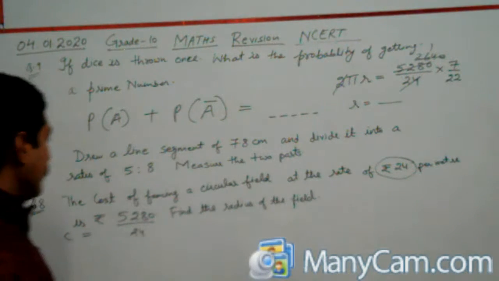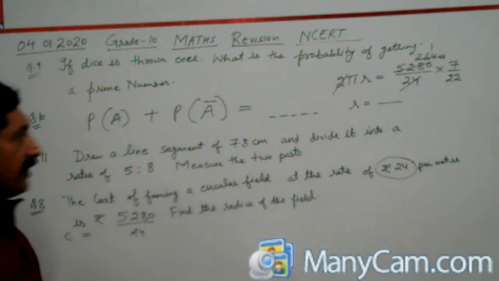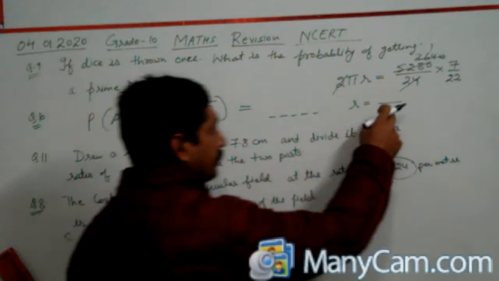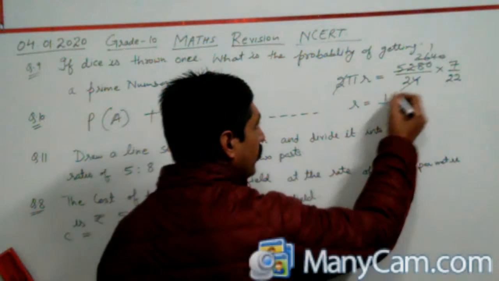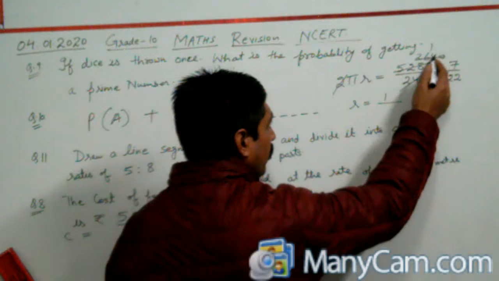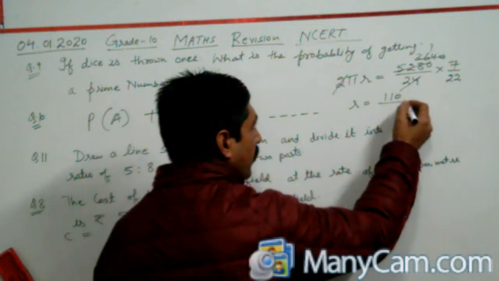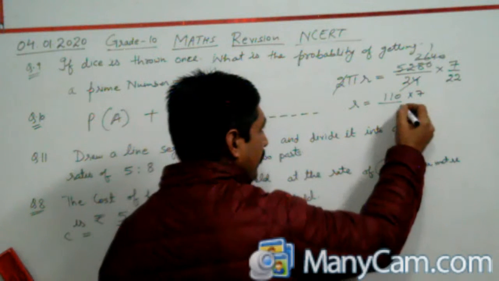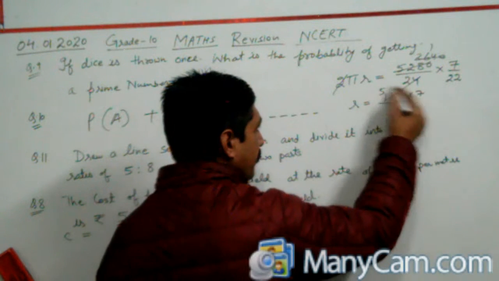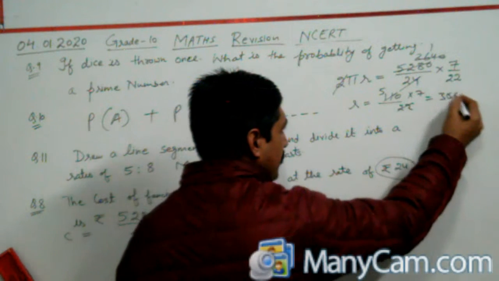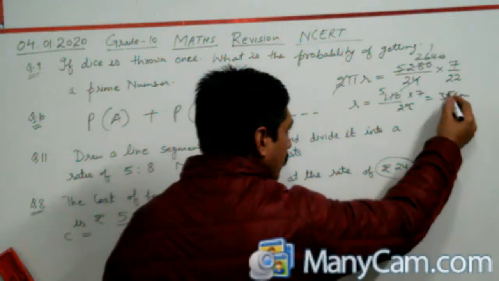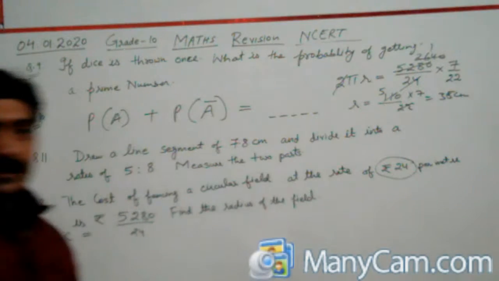So radius here, find the radius of the field. The radius is, 24 ones are 24, 24 ones are 0, and multiply by 7, so here is 5, 35 centimeter is the right answer. 35 centimeter is the right answer.